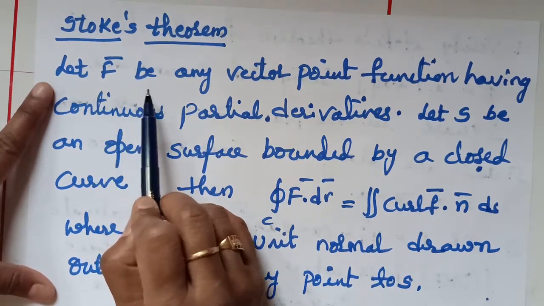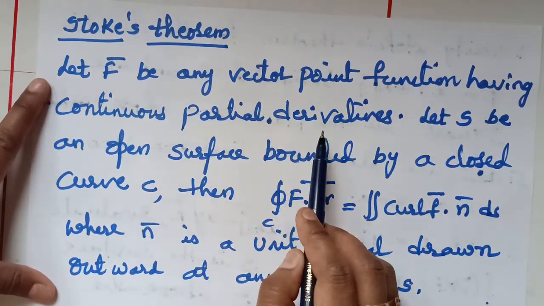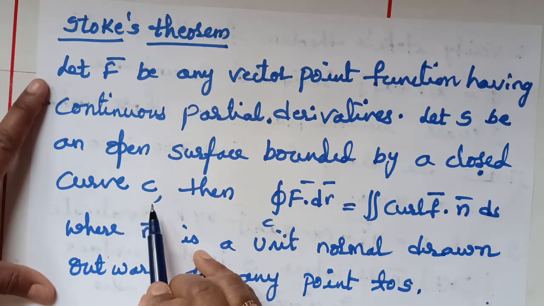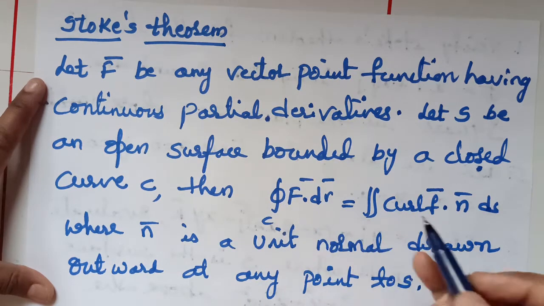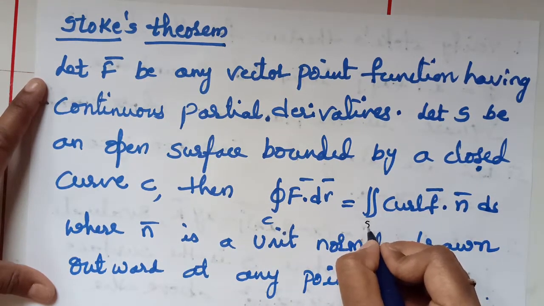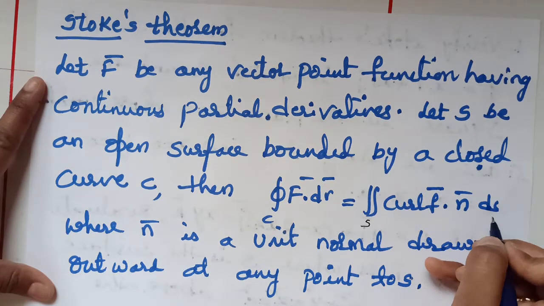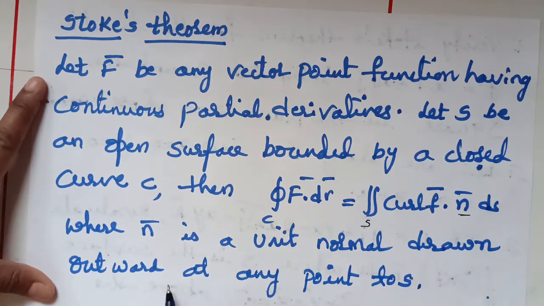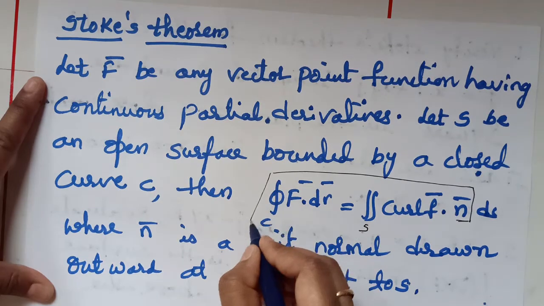Let f bar be any vector point function having continuous partial derivatives. Let S be an open surface bounded by a closed curve C. Then the line integral of f dot dr is equal to the double integral of curl f bar dot n bar ds, where this n bar is a unit normal drawn outward at any point to S. So you have to remember this for Stokes theorem.